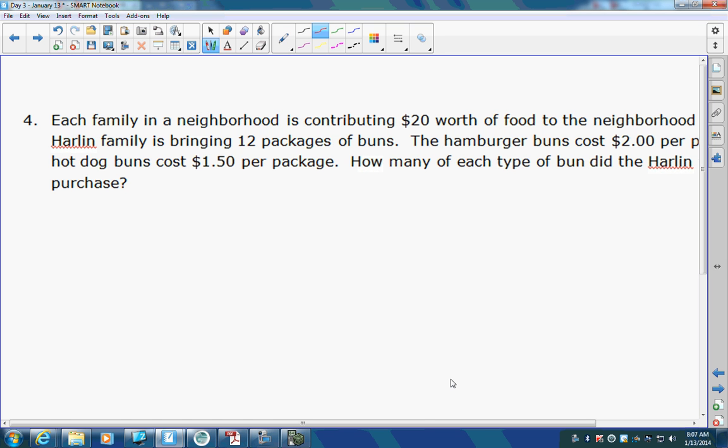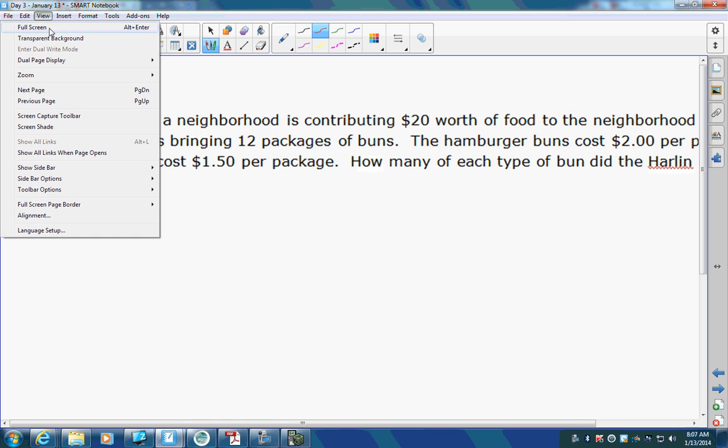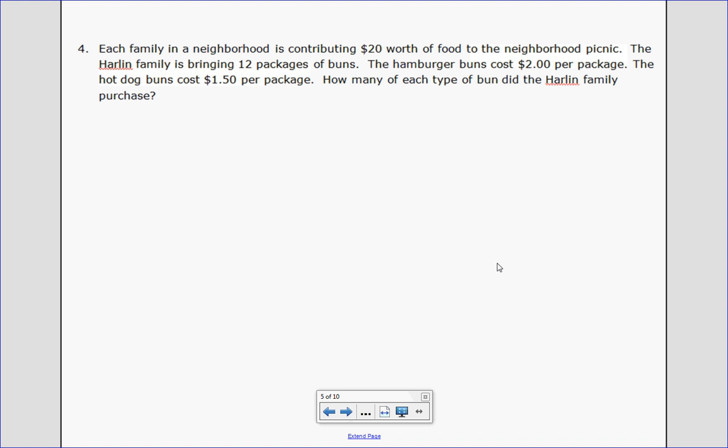Harlan family. Whoa, is there more to this? Okay. Full screen. There we go. To the family or the neighborhood picnic. The Harlan family is bringing 12 packages of buns. Hamburger buns cost $2 a package. The hot dog buns cost $1.50 per package. How many of each type of buns did the Harlan family bring?